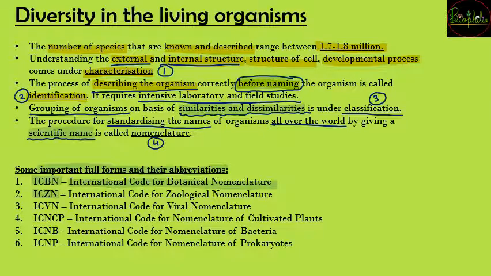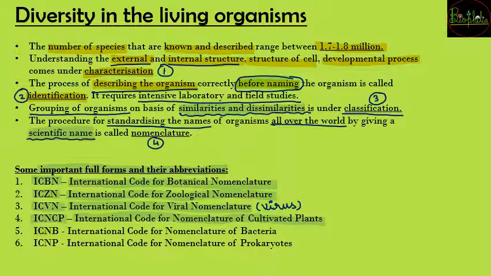Next is ICZN, that is International Code for Zoological Nomenclature, that is related to animal nomenclature, and ICPN is related to plant nomenclature. Then ICVN, that is International Code for Viral Nomenclature, is going to be responsible for the naming procedure of viruses. Then next is ICNCP, that is International Code for Nomenclature of Cultivated Plants. यानी all the farming related crops are going to be named under this code, that is ICNCP.